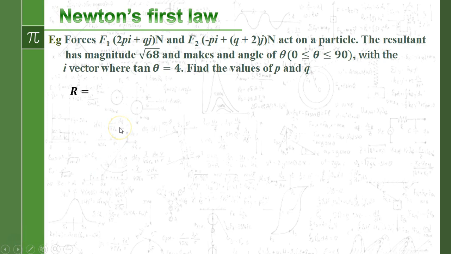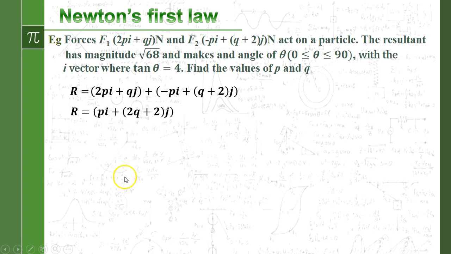So we've got the resultant force has a magnitude of root 68, and the resultant force is going to come from adding our two forces together. Now in this context we've got p's and q's, so let's just proceed as if we knew they were numbers. So I've got 2pi here plus minus pi there, so my i component is just going to be p, and my j component is going to be that one there plus that one, so I've got q plus 2, so that gives us the 2q plus 2.